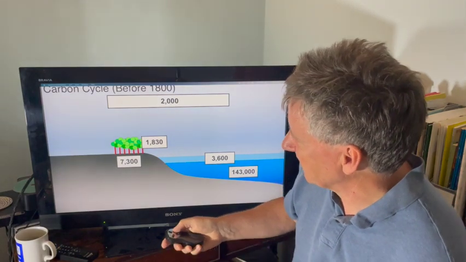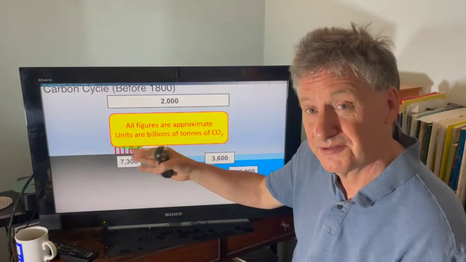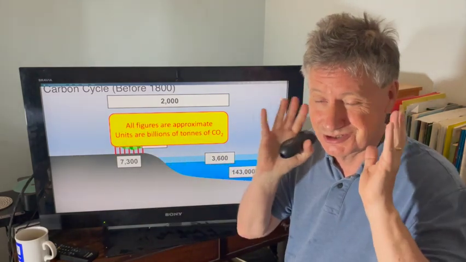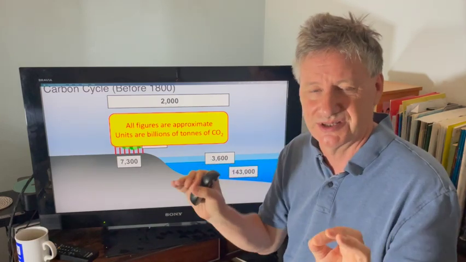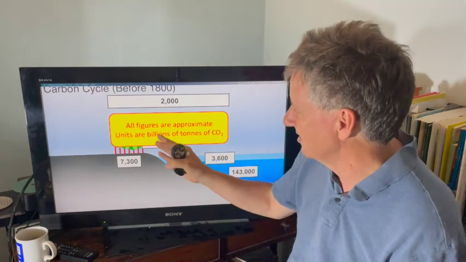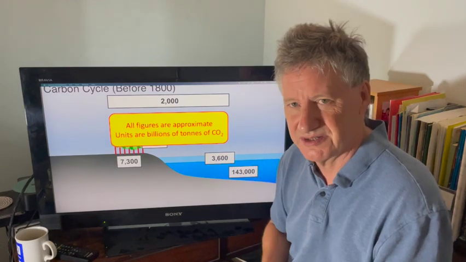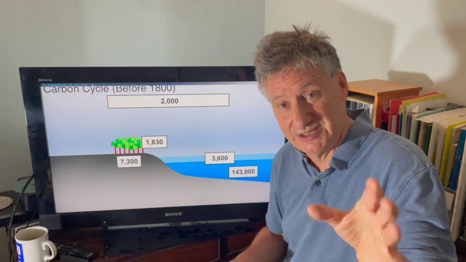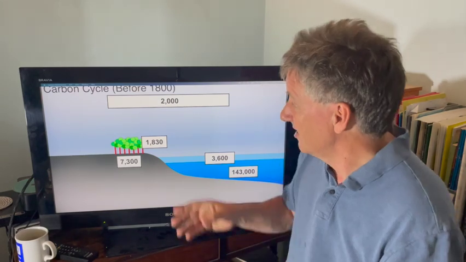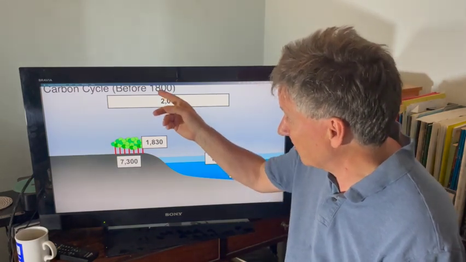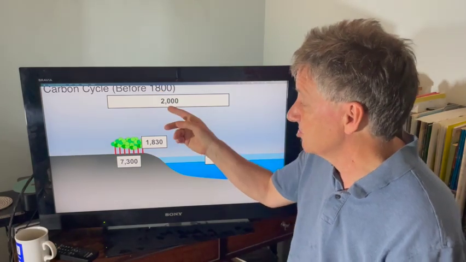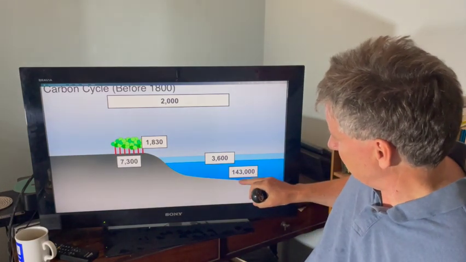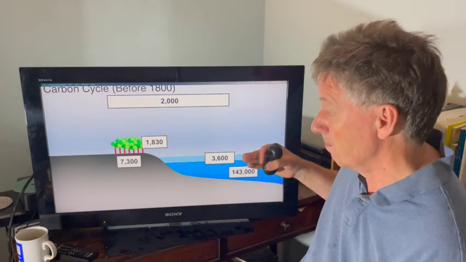So this graph and the following figure, all the numbers are approximate. It's not the exact numbers that matter. It's the rough magnitude, and they're all in billions of tons of carbon dioxide. So keep in mind that 36 billion tons that we're putting into the atmosphere. So the amount that was in the atmosphere in 1800 was about 2,000 billion tons. But there's loads in the deep ocean, about 143,000 billion tons.